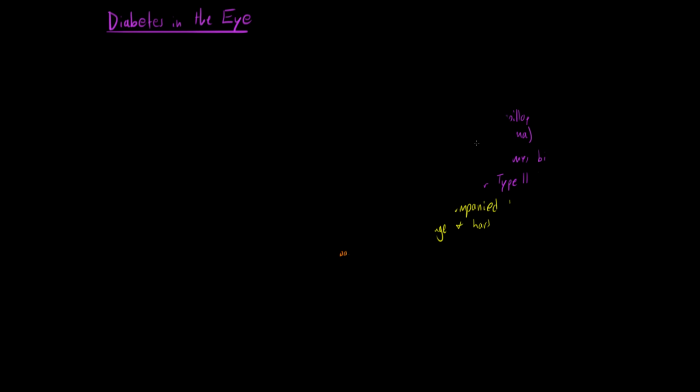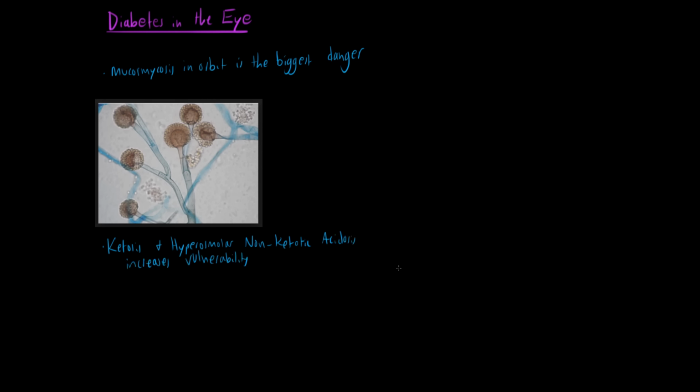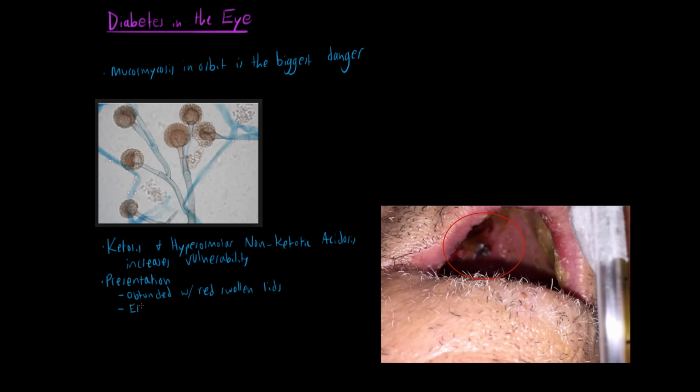Probably the most dangerous complication of diabetes is the development of mucormycosis infection in the orbit. When diabetics are in metabolic disarray, i.e. ketosis or hyperosmotic non-ketotic acidosis, they're most vulnerable to this fungus. The patient typically presents in an obtunded state with redness and swelling of their eyelids. You may find an eschar on the roof of their palate or in their nose. A tissue biopsy is necessary to confirm the diagnosis. The prognosis is poor, especially if the fungus obtained access to the brain through the cavernous sinus.